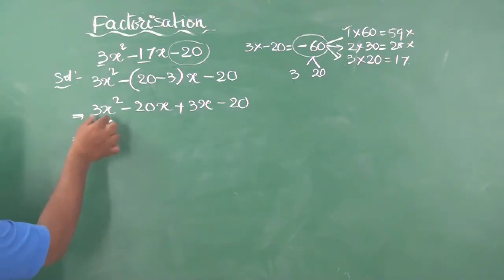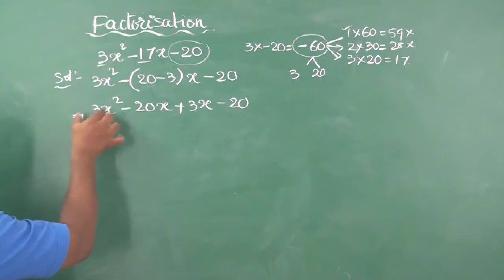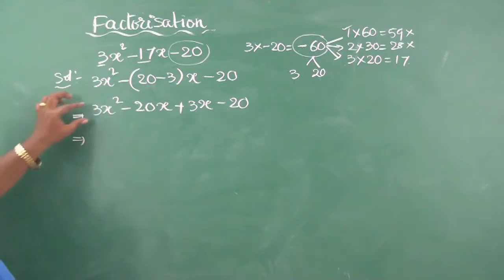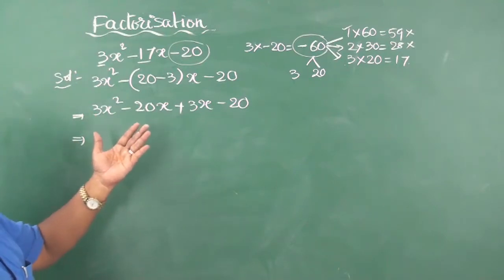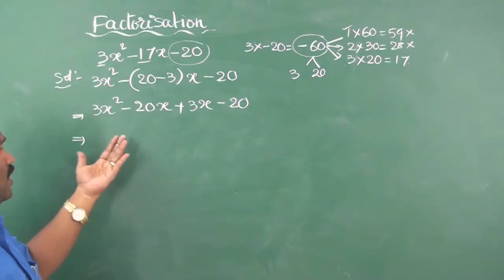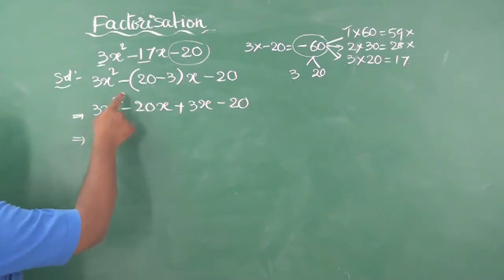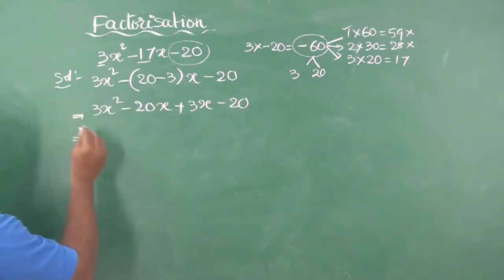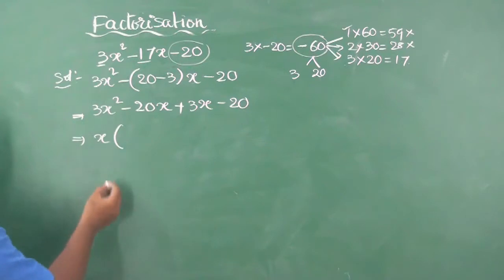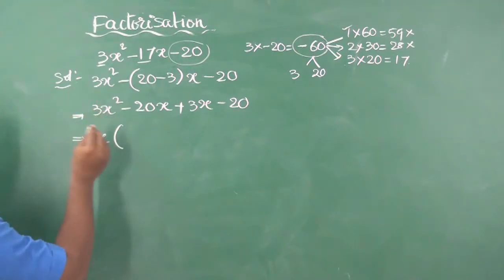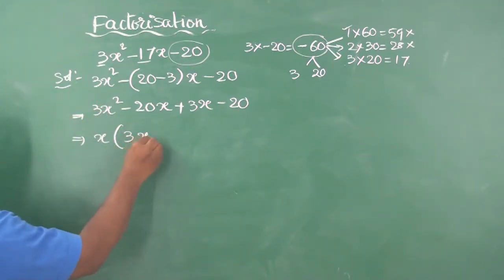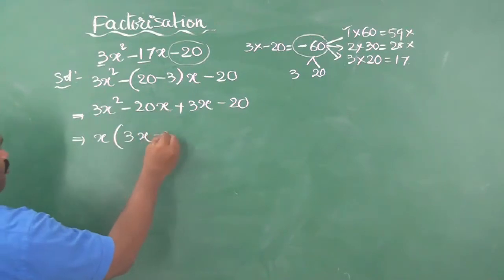Now, in these two terms, what can you take common? Any numericals? No, 3 and 20, they both are co-primes. Therefore, we can't take any numericals as a common factor. Literals, yes, here we have x square and x, we can take x common. Since you took x as common, here we have 3x and in this term we have minus 20.